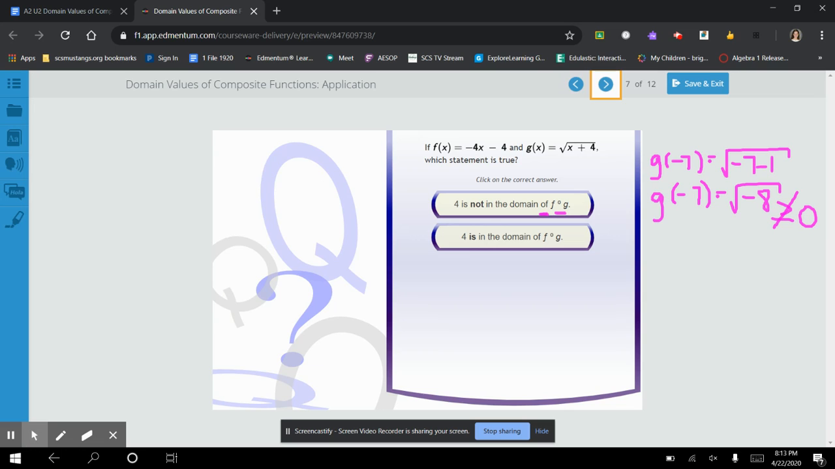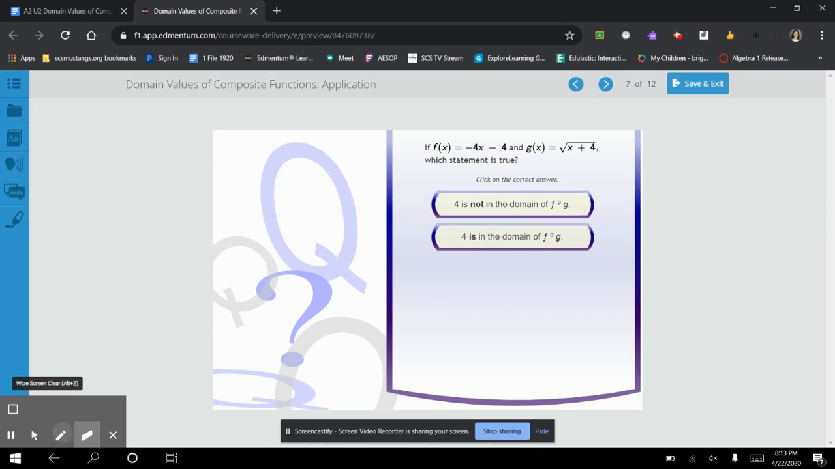All right, looking at the next one. For this one, we want to check out 4. So we're looking at f of g, so it gets substituted into g first. So I'm looking at g of 4 is going to be equal to the square root of 4 plus 4. If I simplify, square root of 4 plus 4 is 8. And I can take the square root of 8 and get a decimal out of it. And just to double check with my table, is this number greater than or equal to 0?